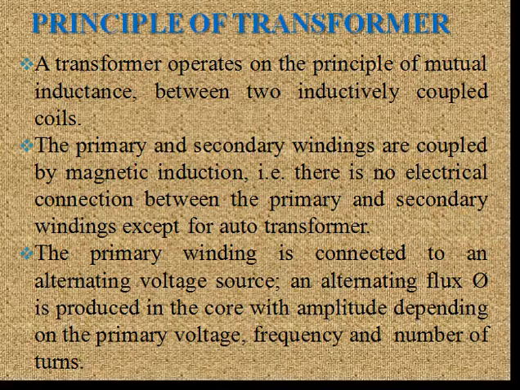The primary winding is connected to an alternating voltage, or an AC voltage, to produce an alternating flux. Because of connecting the primary winding to an alternating voltage, an alternating flux is produced. But the magnitude of the flux produced by the primary winding depends upon the primary voltage, frequency, and number of turns.